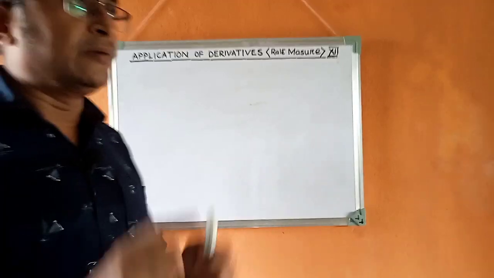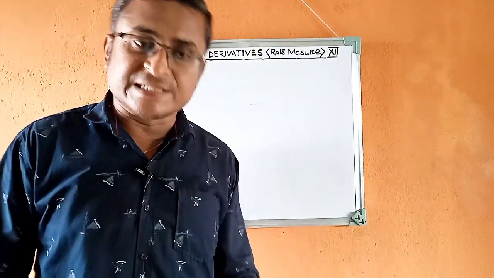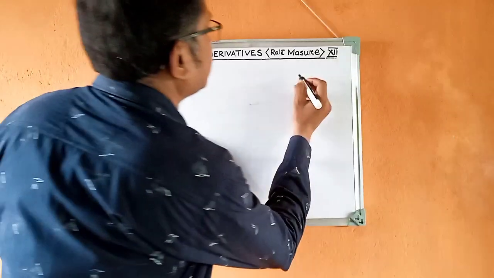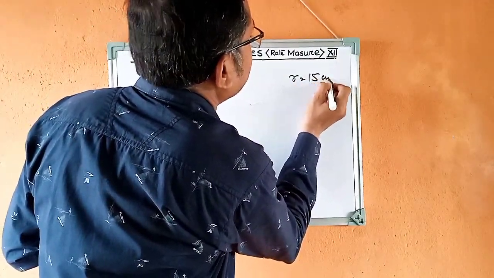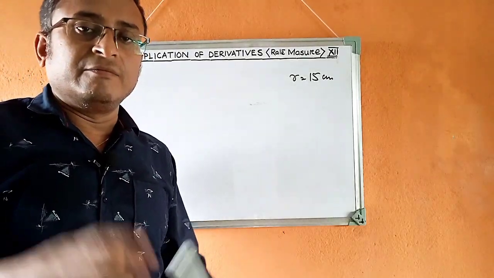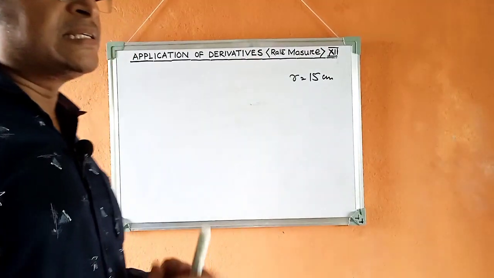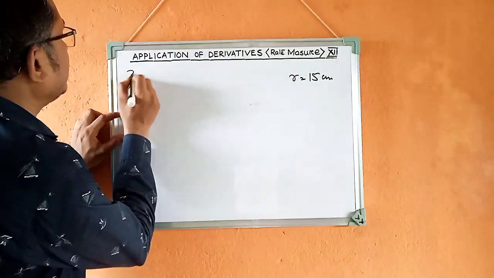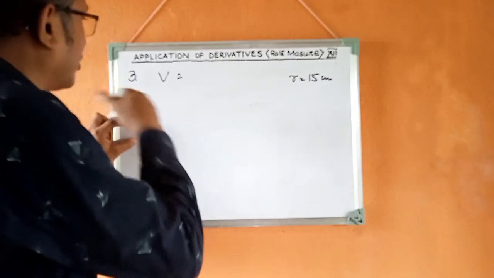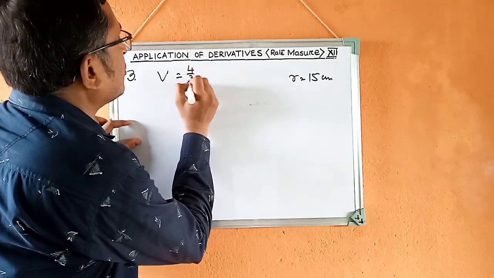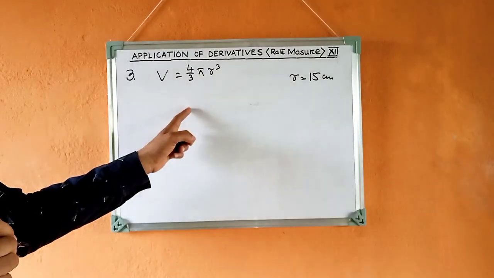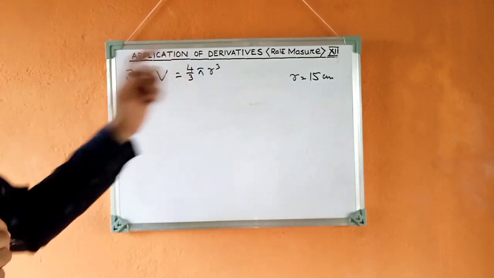The radius of the balloon increasing means we are required to find dr/dt. The data given is that when its radius is r = 15 cm. Now, all of you know a balloon has a spherical shape. So what is the volume of a sphere? Volume of a sphere, V = 4/3 πr³.